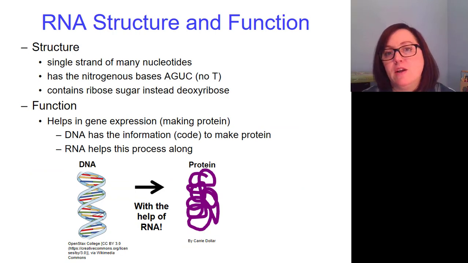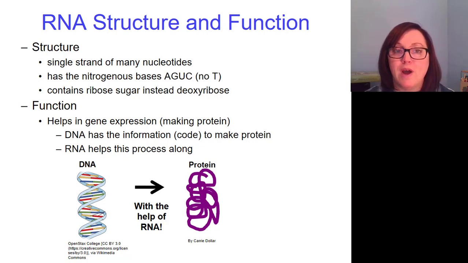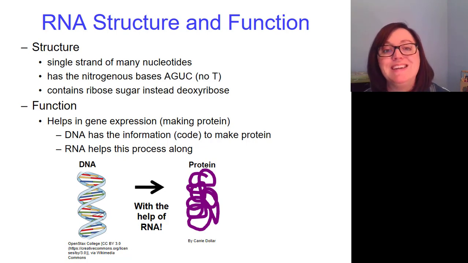So let's take a closer look at RNA structure and function. In terms of its structure, RNA, unlike DNA, is single-stranded, not double-stranded. Instead of the nitrogenous base T, it contains the nitrogenous base U. And instead of the deoxyribose sugar, it contains ribose sugar. In terms of its function, RNA is a helper in the process of gene expression. DNA carries the code to make a protein, but in order to complete this process of reading the code in DNA and making the protein, we need RNA to help the process along.